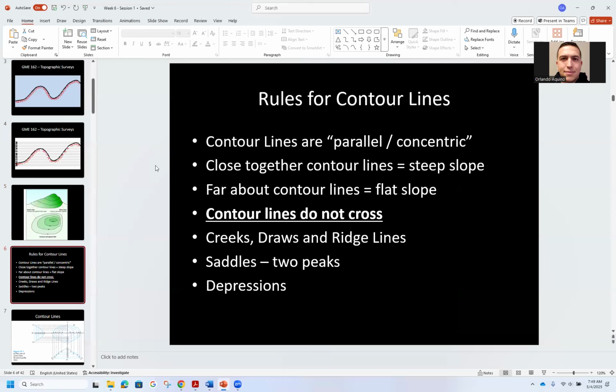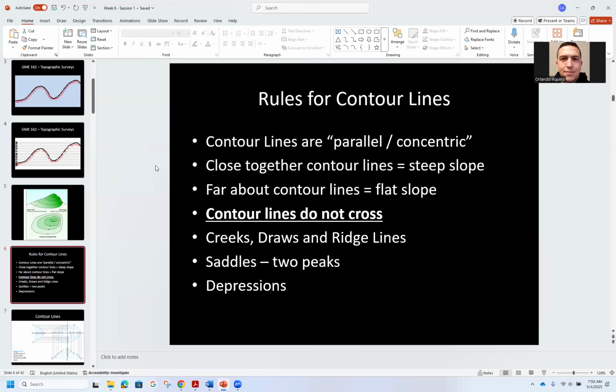Contour lines do not cross. Number one rule there, they never cross. So if you're ever working on a topographic survey, take it back to the office and start producing your contours, you've got to make sure your contours are not crossing, because then there's something wrong with your shots. Either there's a rod bust in there, or you took one too many shots and crossed your line. Something happened, right? You've got to make sure that your lines are not crossing.